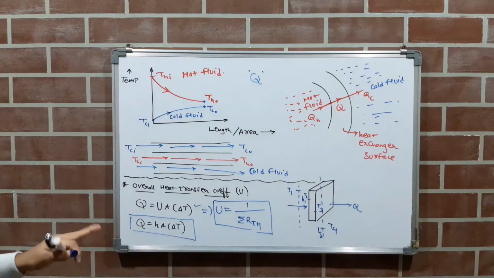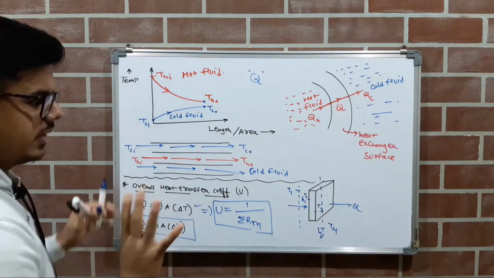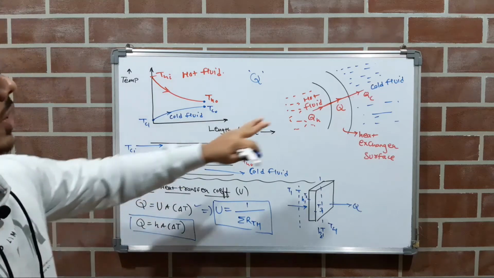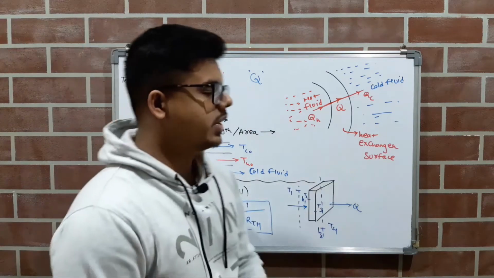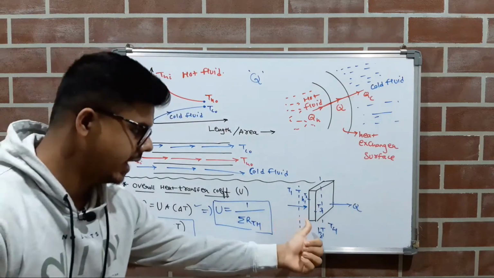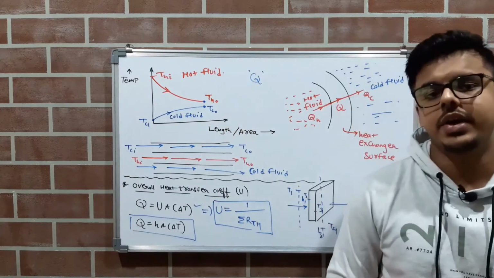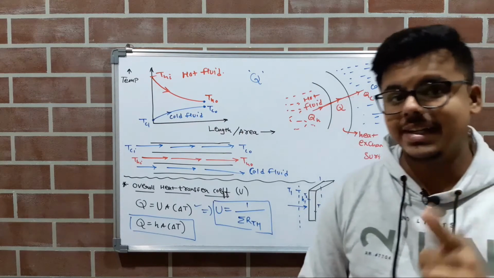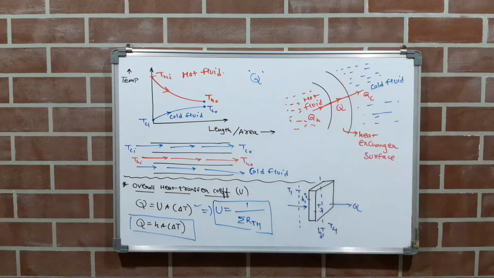So I hope you got the idea of where to use which formula. Please remember that. Now we will move towards our case. You can see our heat exchanger is of this type, where two fluids, the hot and cold fluid, are separated by a solid boundary, and that solid boundary can be in the form of a plane or it can be cylindrical also.